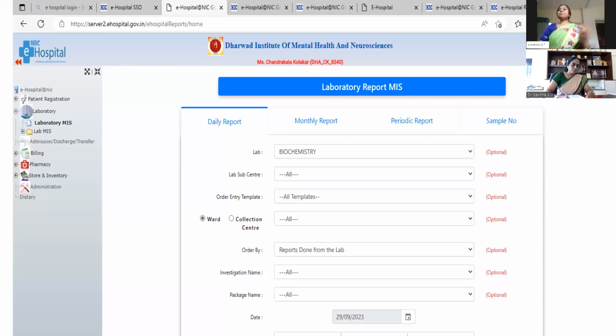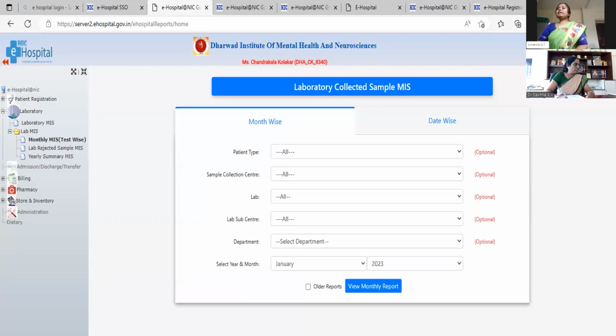Next slide, please. Then the next one is a laboratory collected specimen. Here is the patient-wise lab report. The patient type, what specimen you have collected, which lab you want to send it to, and from which department, that information can also be entered. It is like a requisition you are entering into the computer, and this requisition will be visible to a lab person.